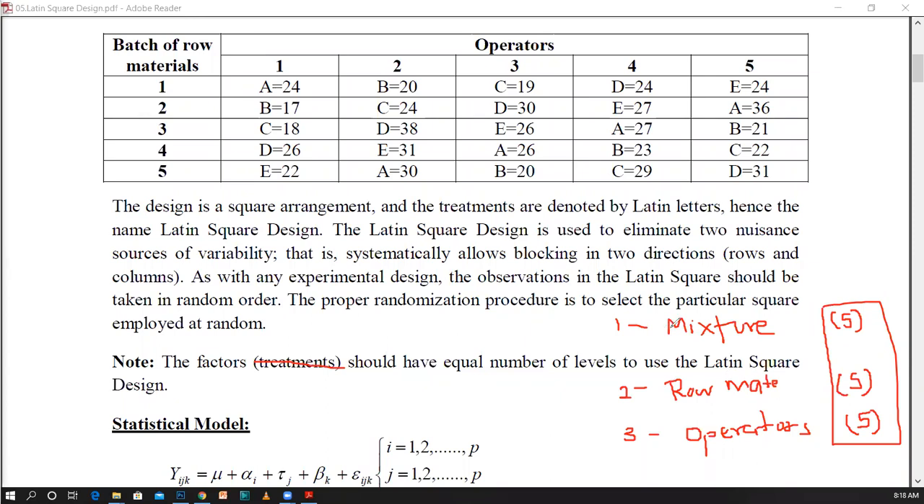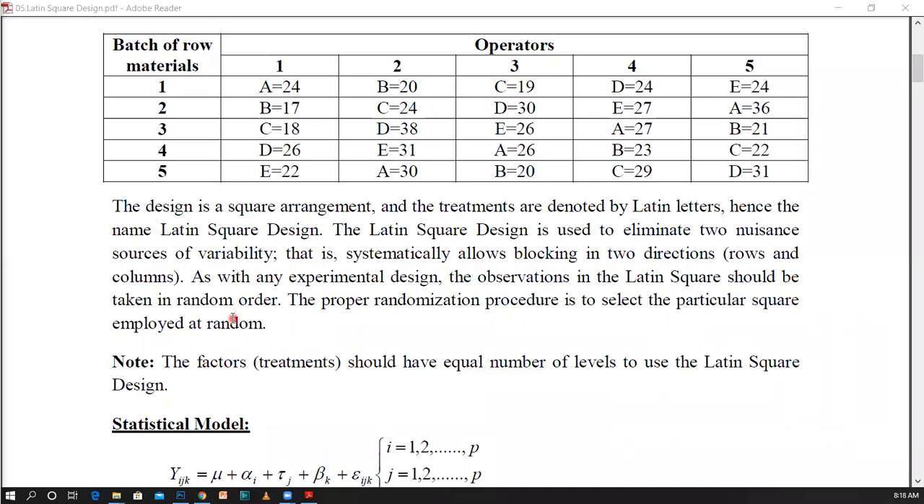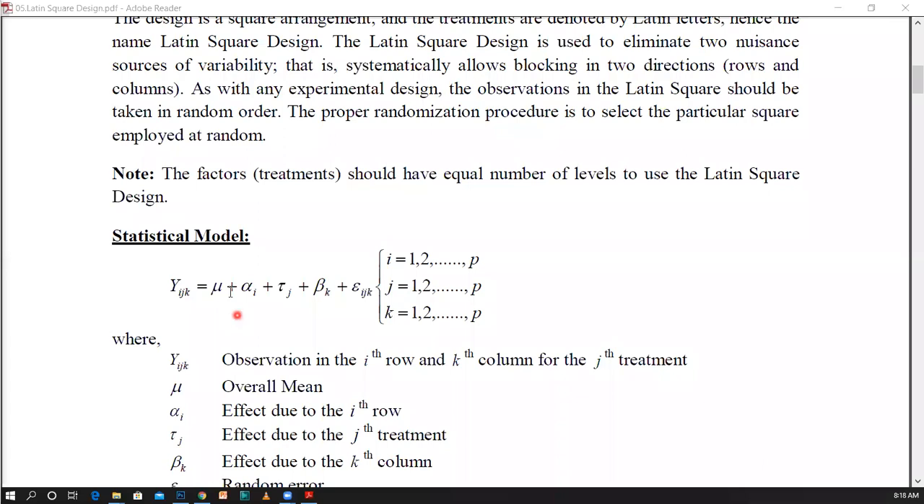Therefore, in such a situation, we have to go for an alternative method. Now we will look at the statistical model for this Lattice design. The Lattice design is a completely additive model and there will not be any interaction terms.